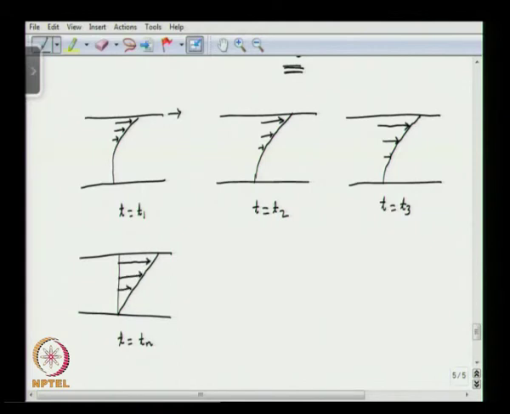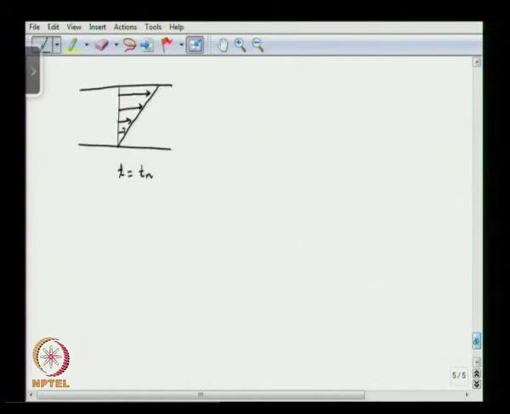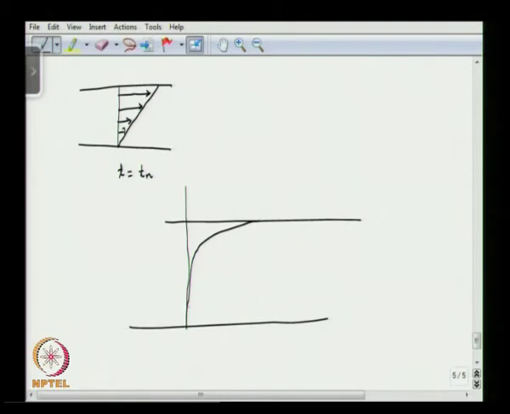Okay. So, if we superimpose all these on a single plot, this is how it is going to look like. What will happen is, initially it is going to be something like this, then it will be like this, then like this, and then finally it is going to be linear. Okay. So, this is as time increases.